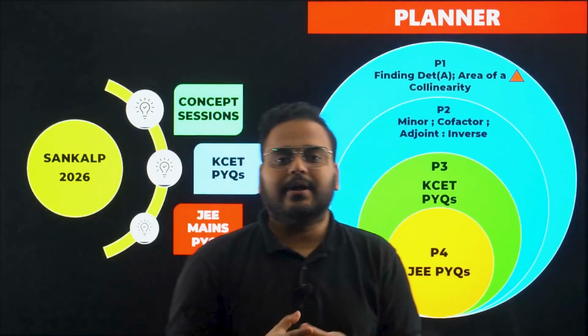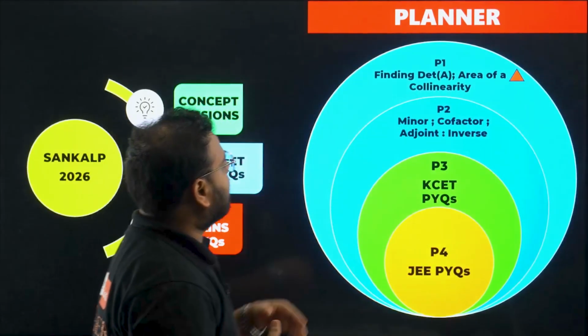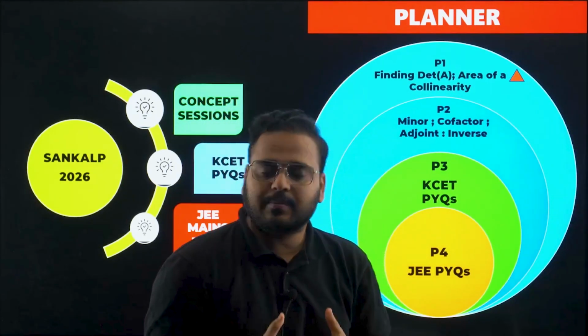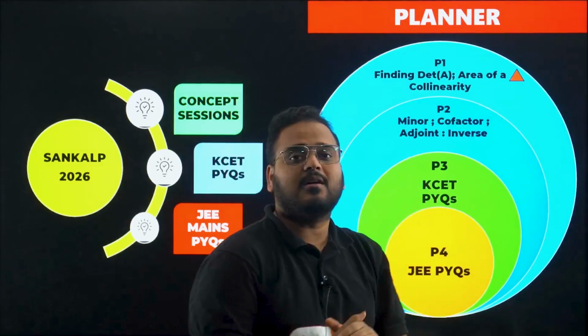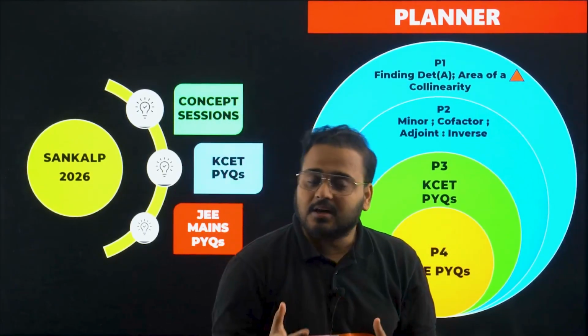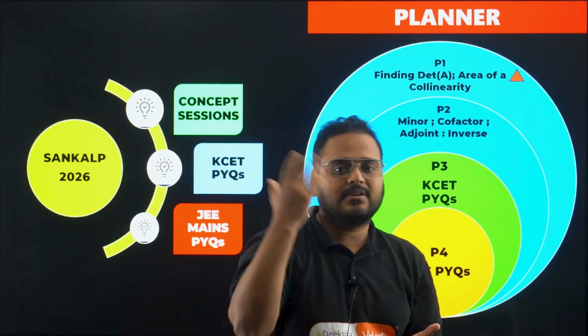So in the planner today, we have part 1. We're going to end up learning today finding determinant of 2x2, 3x3 matrix. Later we'll move on to learning the concept of area of triangle. How do we find that? Use the help of determinants, and what's the relation of that with the coordinate geometry, right?